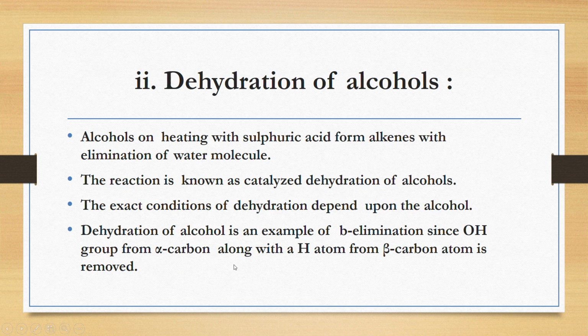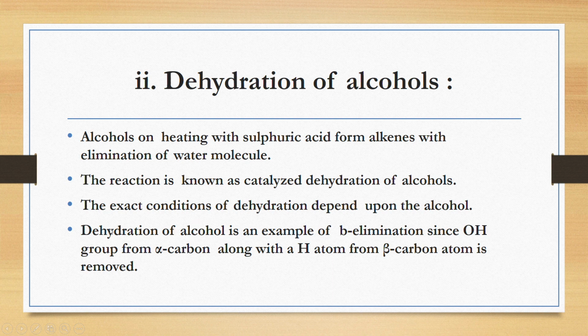Now the second method of preparation through 1,2 elimination reaction is dehydration of alcohols, that is removal of water from alcohols. So alcohols on heating with sulfuric acid form alkenes with elimination of water molecule. And because water molecule is eliminated, the reaction is called a dehydration reaction. The reaction is known as acid catalyzed dehydration of alcohols. The exact conditions of dehydration depend on the alcohol. So for primary, secondary and tertiary alcohols, we have different conditions.